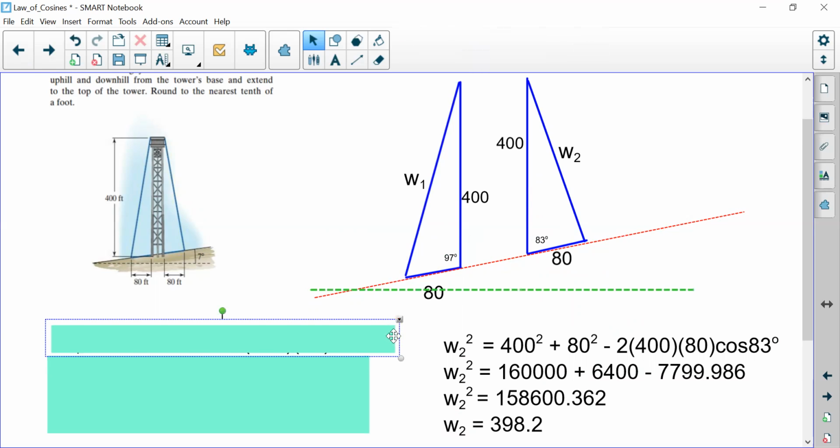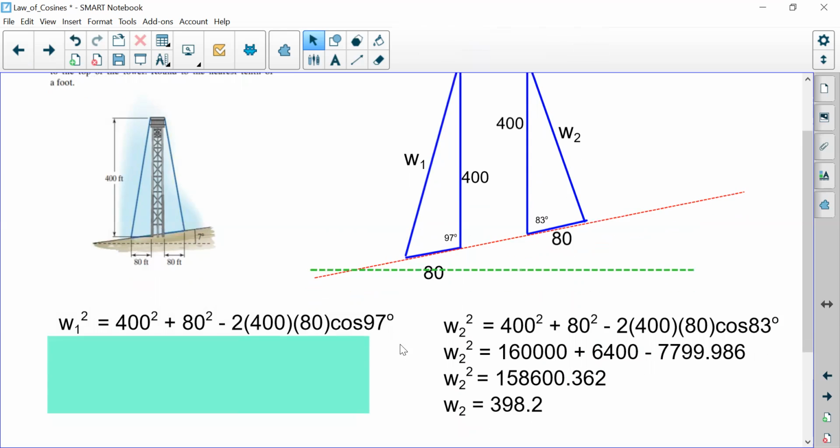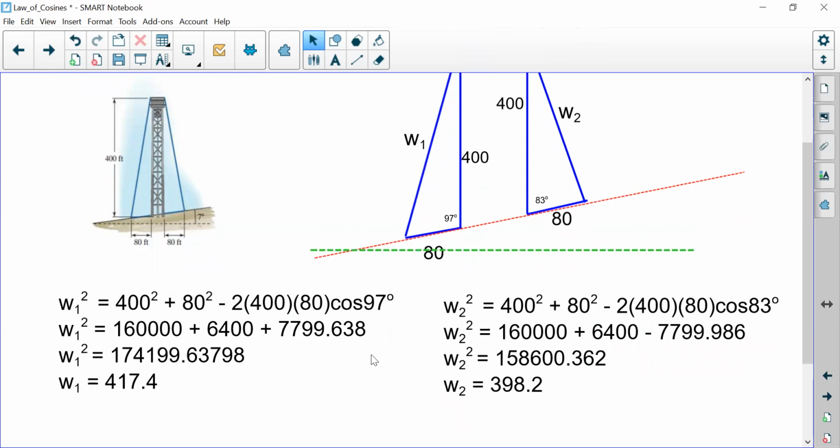And you set it up. So first wire squared equals this section of the law of cosines. Put it all into your calculator, press enter, you get 174,000. You square root that, you discover that wire 1 is 417.4 feet.